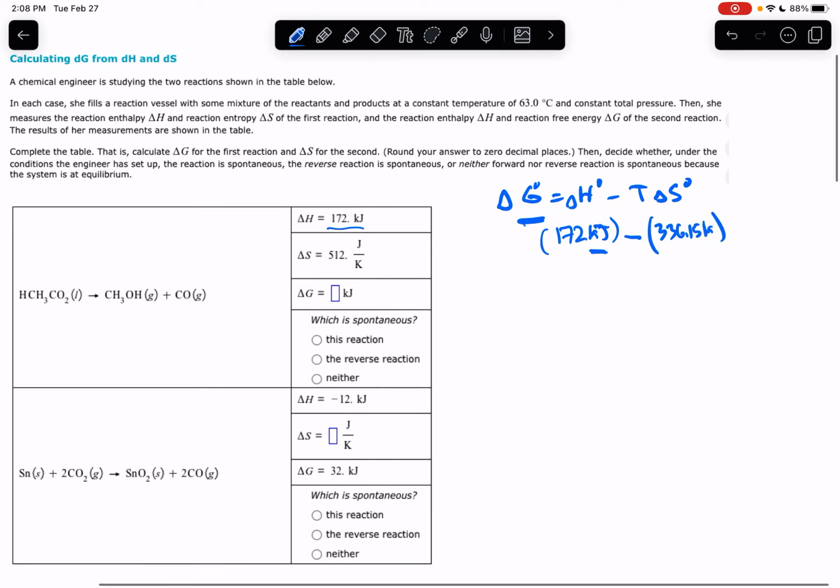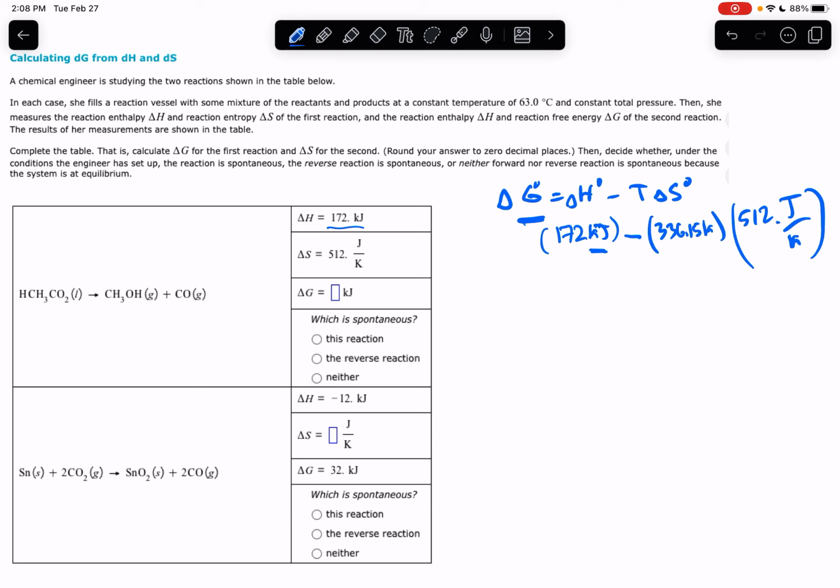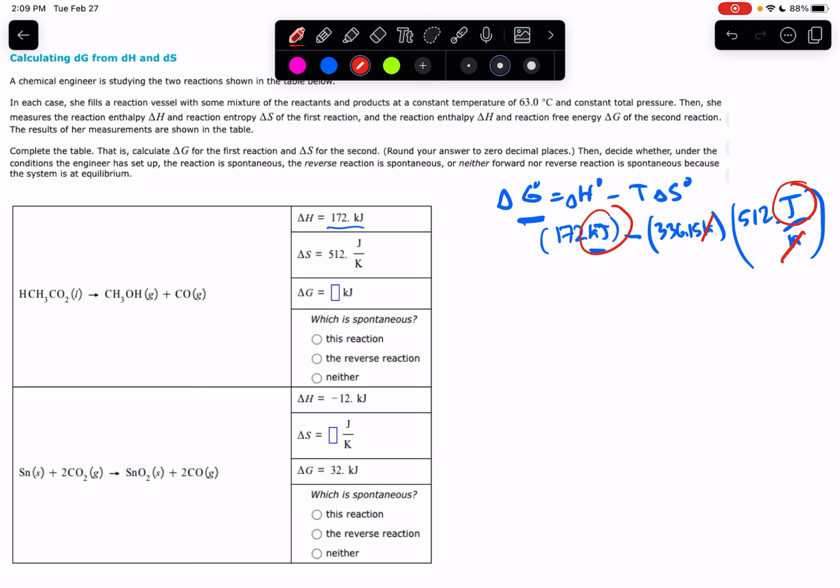Now, what's kind of nice about the way they've set this up for us is that when we're doing this, we can cancel out units that are the same. So here we have Kelvin and Kelvin. So the unit we have here is joules, and the unit we have here is kilojoules. And this is sometimes a problem for students. So I'm going to do this in two steps for us here.